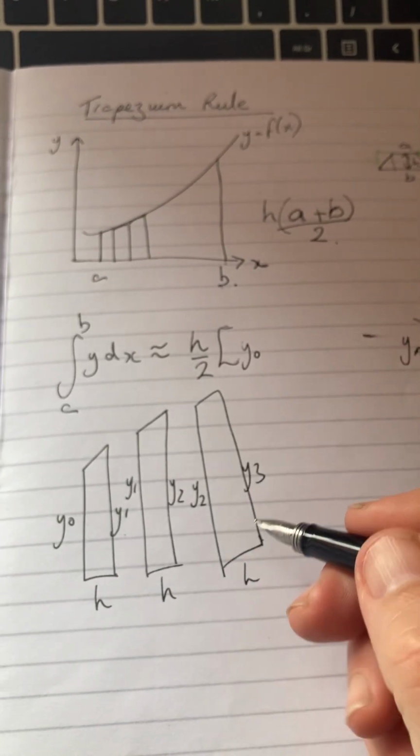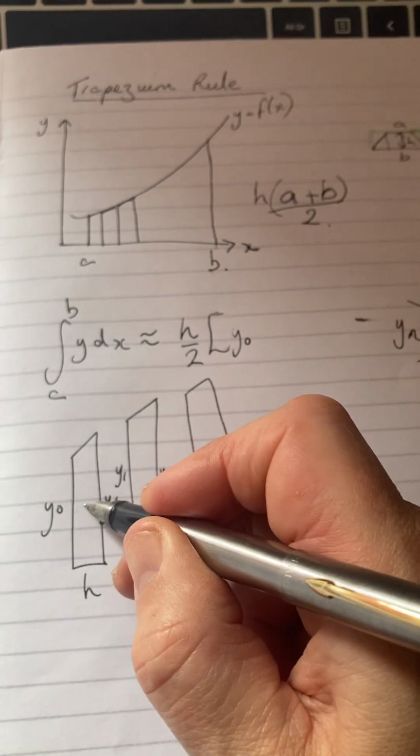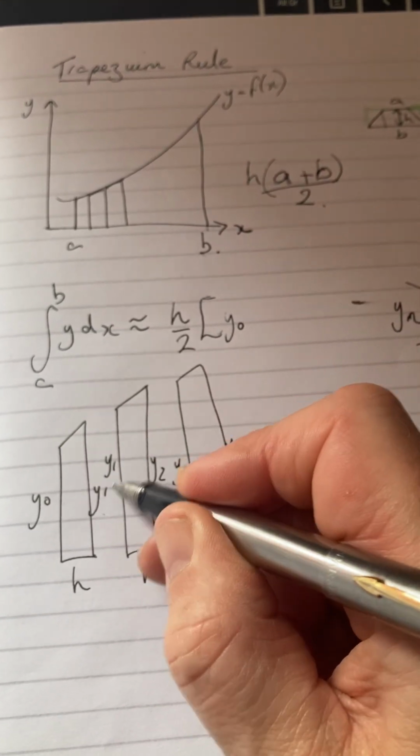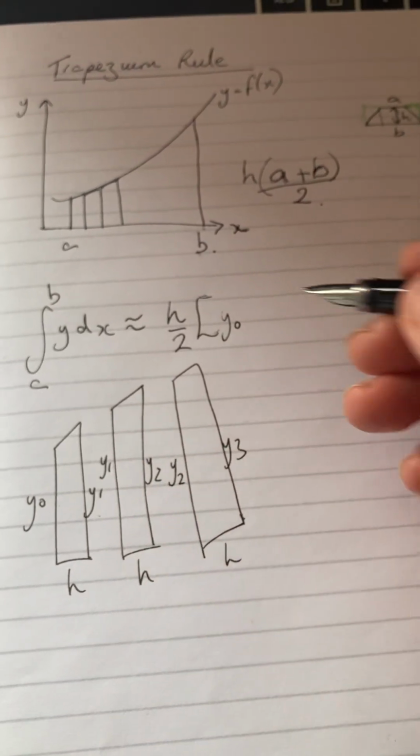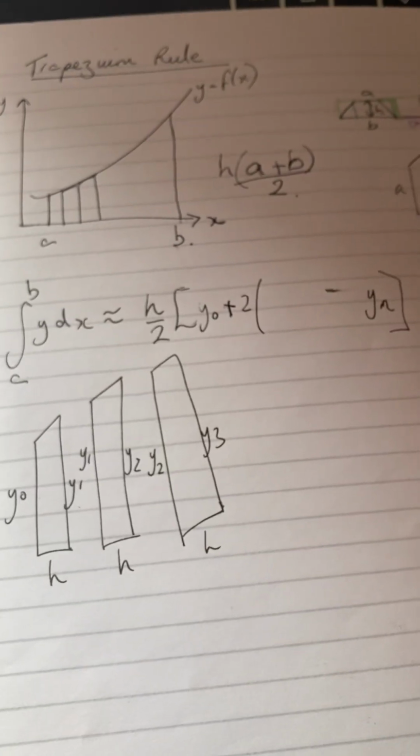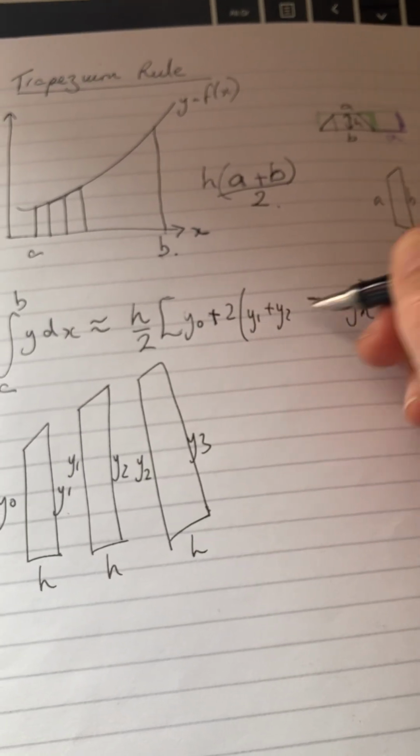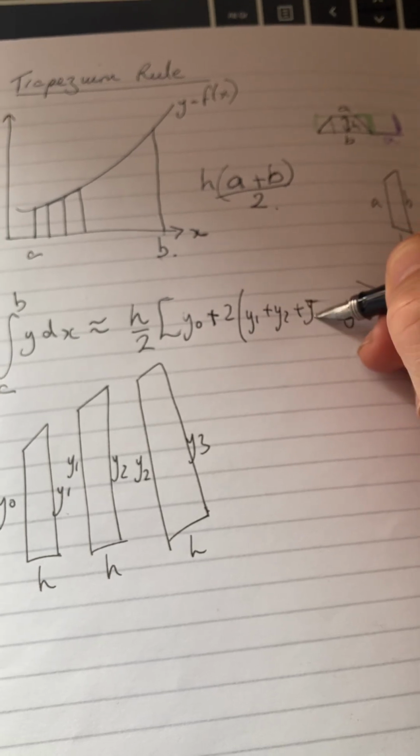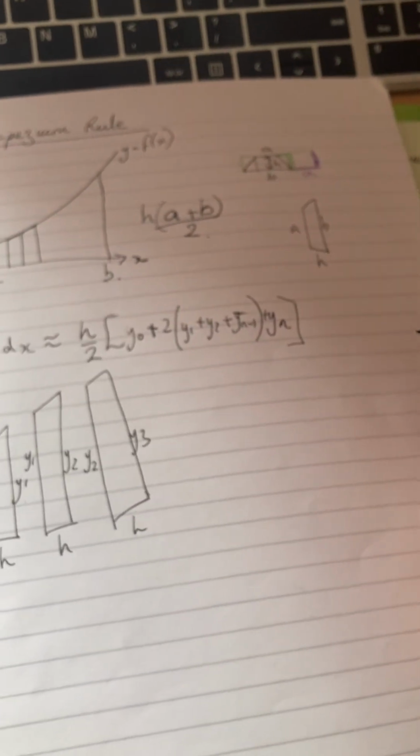Every one in the middle is twice because it's in one trapezium and then it's in the next one. So y1 is in this one and the next one. y2 is in this one and the next one. So that's why it's add 2 lots of y1 plus y2, etc., until you get to yn minus 1. Running out of room, plus yn.